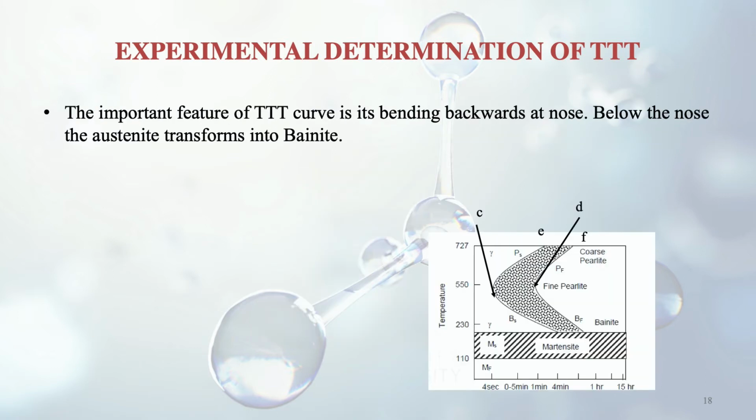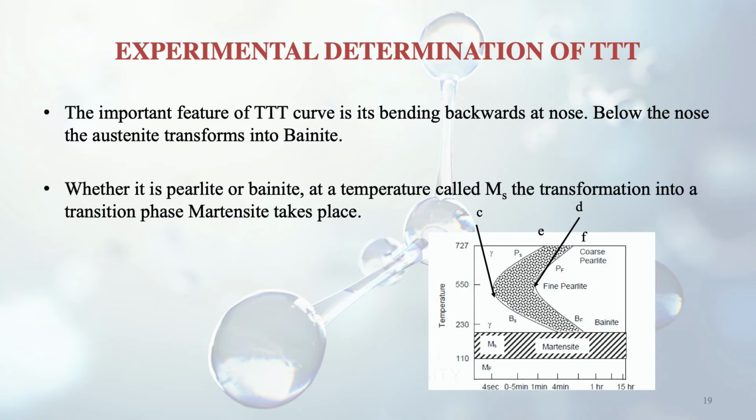The important feature of the TTT curve is its bending backwards at the nose. Below the nose, the austenite transforms into bainite, as I told you earlier. Whether it is pearlite or bainite, at a temperature called MS, MS is the start of the martensite, the transformation into a transition phase martensite takes place. So martensite also has a start point and a finish point. So as soon as the temperature reaches MS, martensite formation will take place.